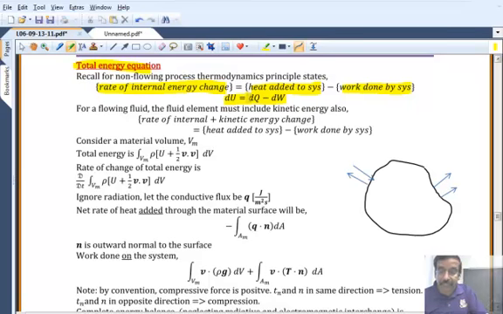So in this case, the rate of internal energy change is equal to the heat added to the system and work done by the system. And there is a convention here too. Heat added to the system is treated as positive and work done by the system is treated as positive. So you're taking work out of the system, so the internal energy will go down.